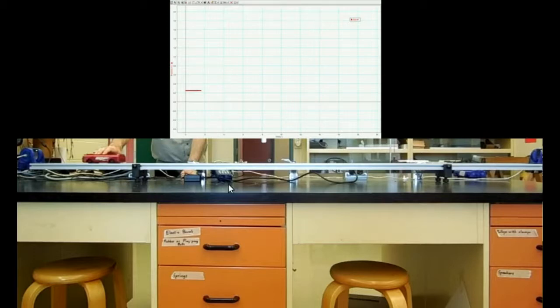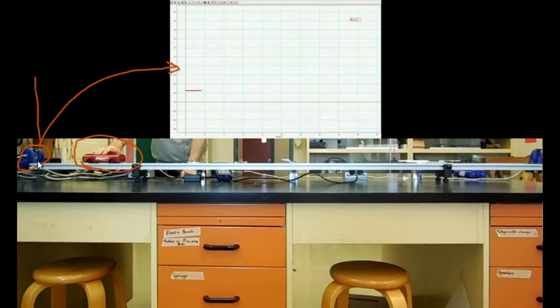So here is a setup that you'll become familiar with in the lab. This is a cart on a low friction track, and over here is what we call a motion sensor, which is basically just a little sonar. It's sending out pulses of sound and timing them to determine the distance to the cart, and the result is going to get graphed up here.